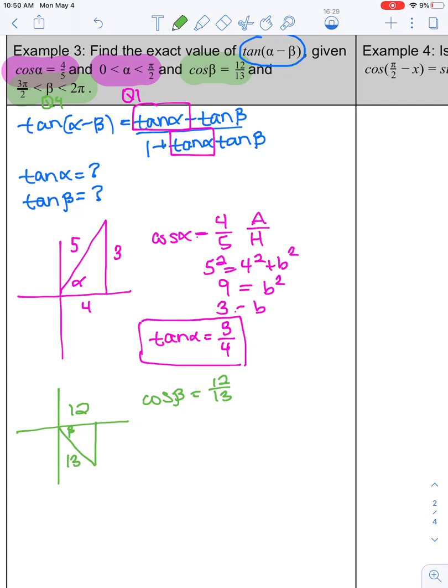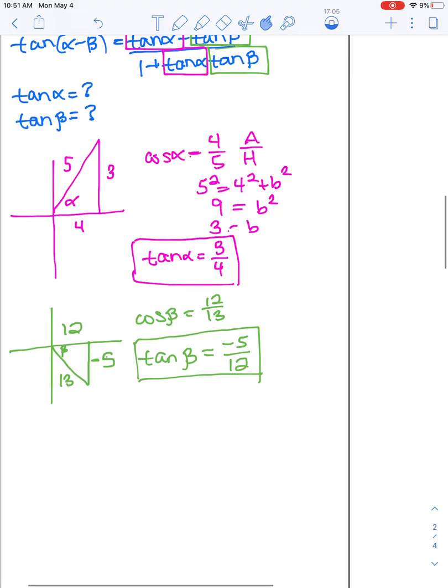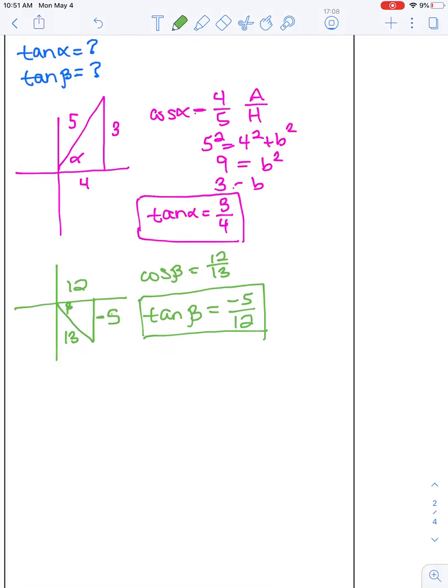And again, either using Pythagorean theorem or recognizing this as a Pythagorean triple, we know that the opposite side is going to be 5. However, since we're in the 4th quadrant, that's going to actually be negative 5 because we're below the x-axis. So from here, we can identify that the tangent of beta is equal to the opposite side, which is negative 5, over the adjacent side, which is 12. And that is going to be our second value that gets plugged into this equation up here. Okay, so with a lot of work, we're at a place finally where we can do this calculation.